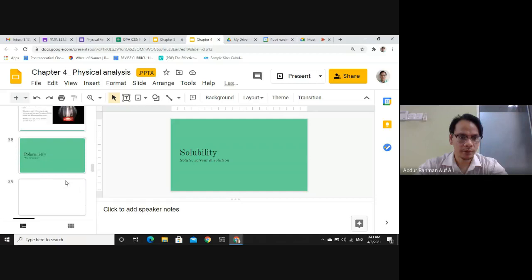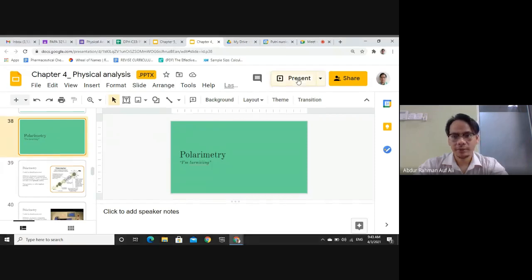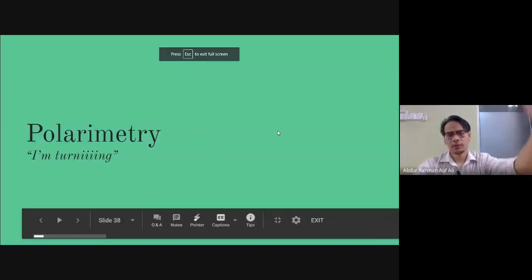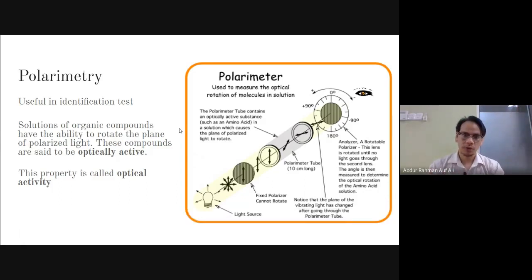Polarimetry. Okay, so polarimetry is an interesting instrument. To understand this instrument, you have to understand that molecules, compounds, and atoms, all of them do not sit static. Some of them move around, some of them rotate. You have to imagine these molecules, atoms, and compounds just like a living thing. They move around, and some of them rotate.